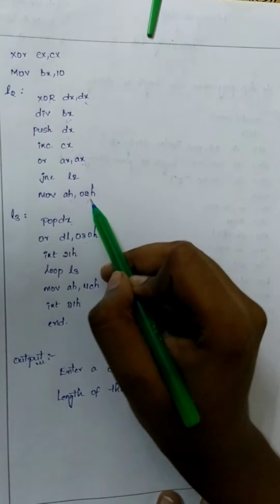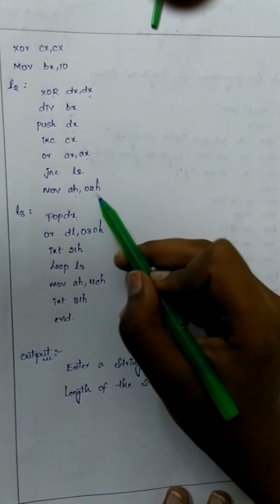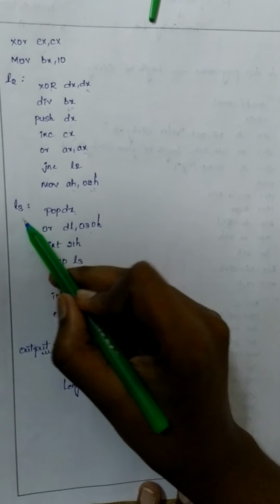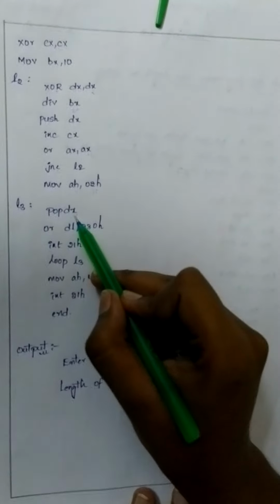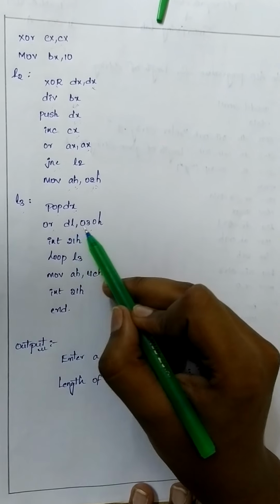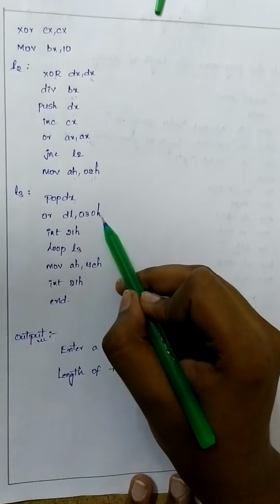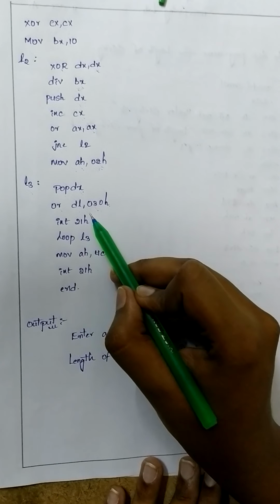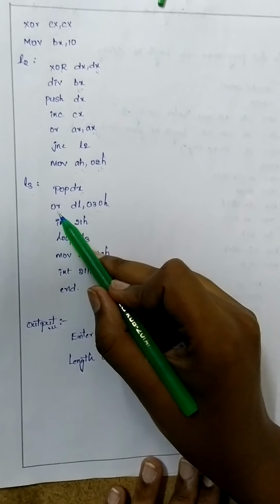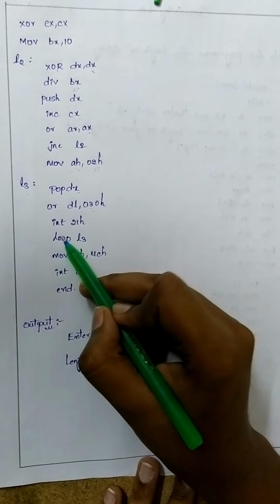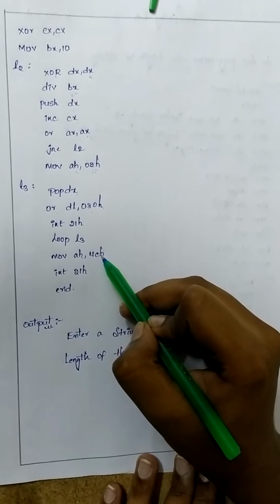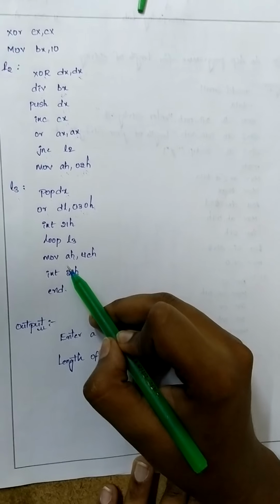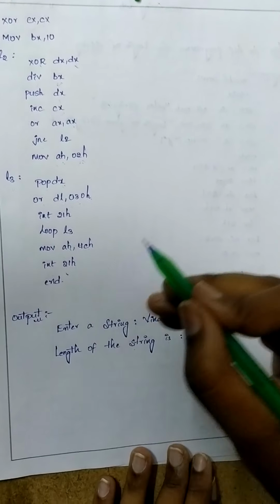mov ah, 02h. 02h is used to display the character, and it is moved into the ah register. L3 is loop 3. pop dx: removing the character from dx or dl. 030h is used for the ASCII value conversion. OR dl, 030h: the OR operation is performed between them. mov ah, 4CH. The 4CH value is moved into the AX register. int 21h is used to terminate the program.